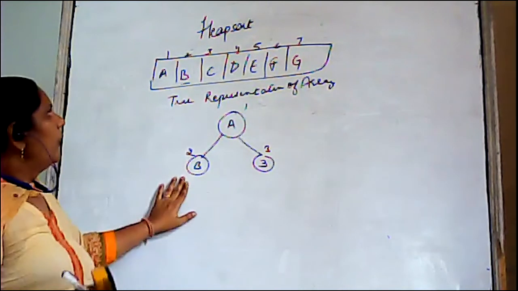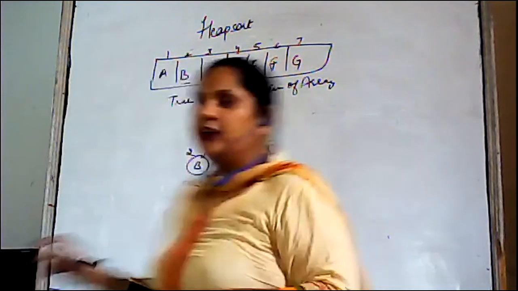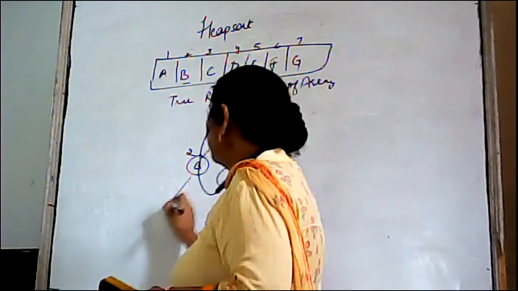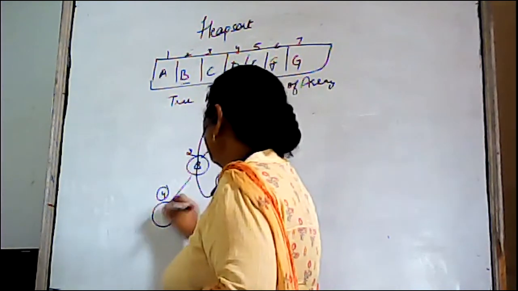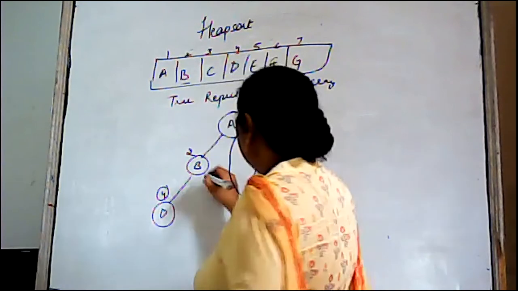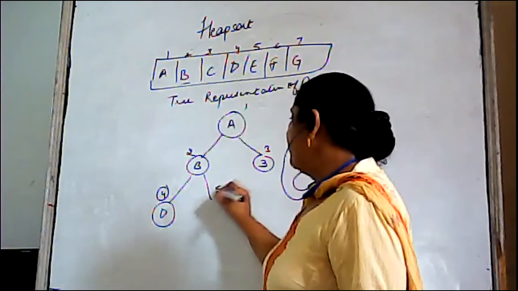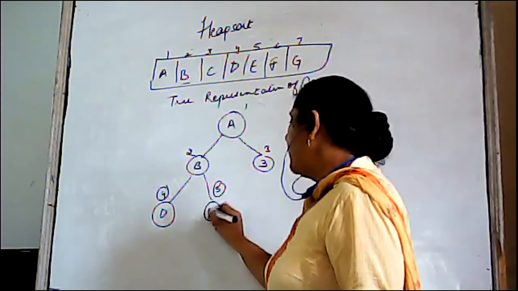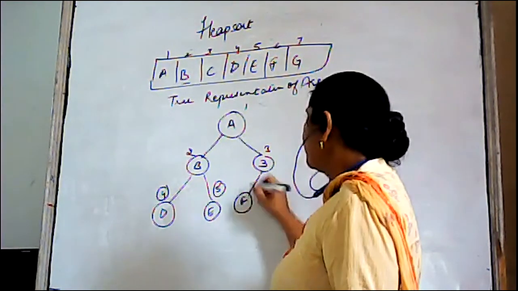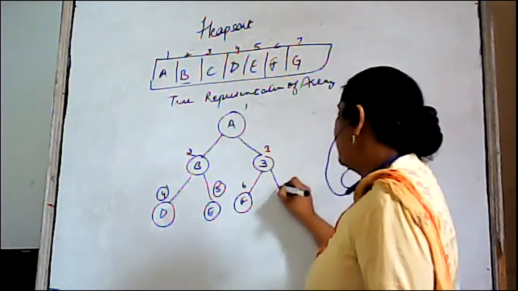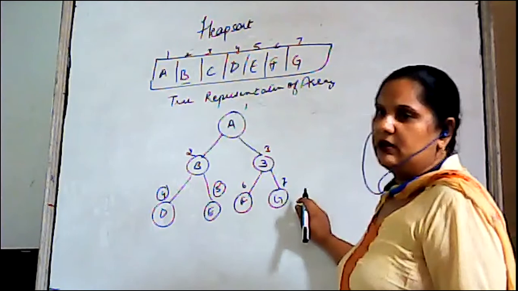Now, who will be the left child of B? That is 2 into 2, which is 4. So at 4 we have D. Then 2 into I plus 1, that is 5. So right child of B would be E. 3 into 2 would be 6, so left child of 3 would be F. And right child of 3 would be 7. That would be G.